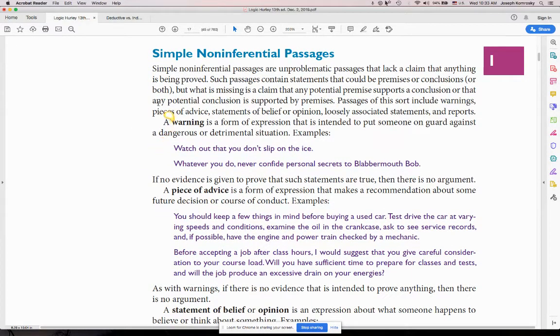So let me just give you an example. A warning is a form of expression that is intended to put someone on guard against a dangerous or detrimental situation. Like if something's bad, let's use Trump language: that's bad, or that's really, really bad. Like real simple 5th grade language, right? That's a warning. Watch out that you don't slip on the ice. Or whatever you do, never confide personal secrets to blabbermouth Bob. That's just saying, hey man, if somebody's a gossiper, chances are, if you know their history, they can't keep a secret. These are just warnings. They're not arguments, okay?